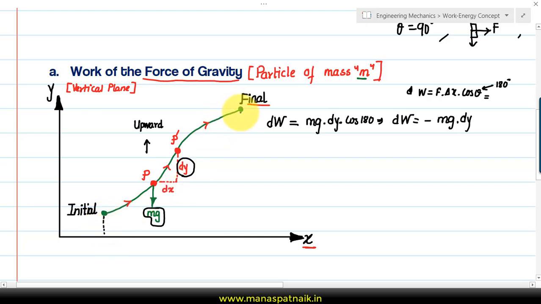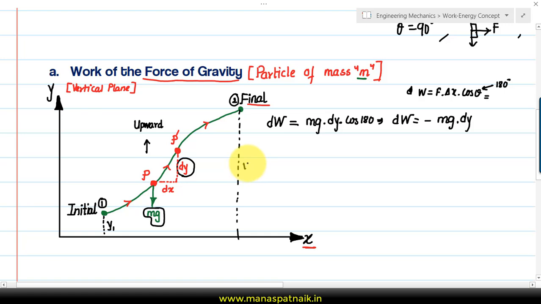And if you were to calculate the total amount of work done starting from this initial position, till we reach here, in that case we have to do an integration. Let me tell you what that integration is. So this is going to be y1, that's the initial position, let's say 1, and this over here, let's say, is position 2 for the final position.